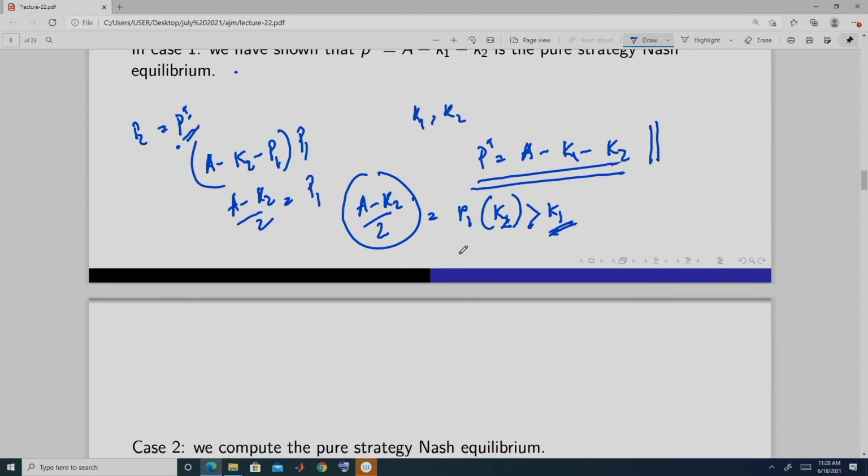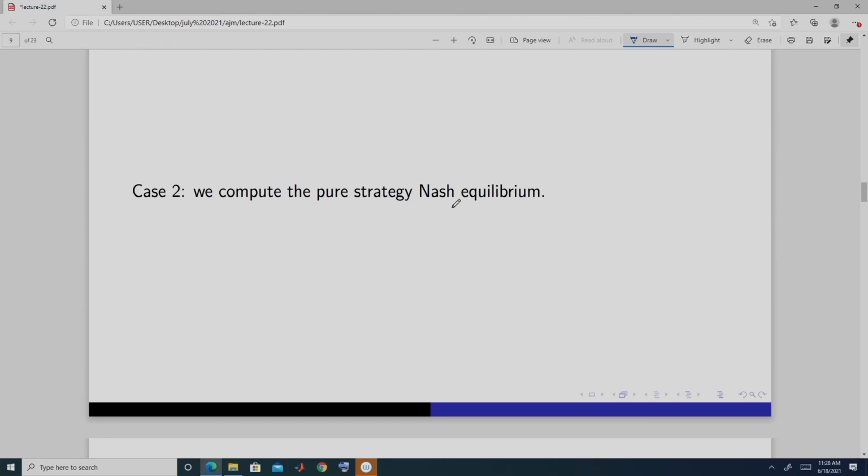Next, in case 2, our assumption was that the capacity of firm 1 is greater than or equal to A and the capacity of firm 2 is greater than or equal to A.